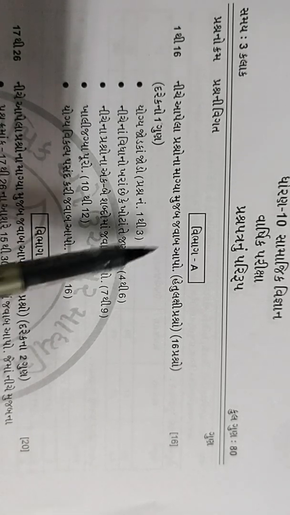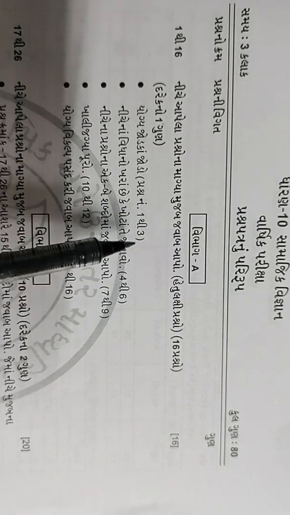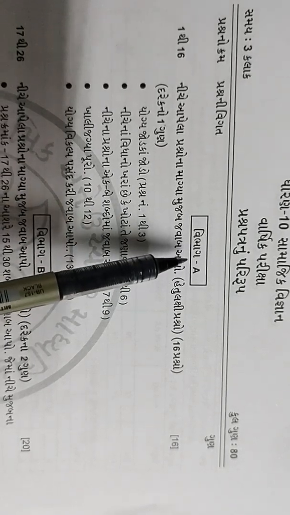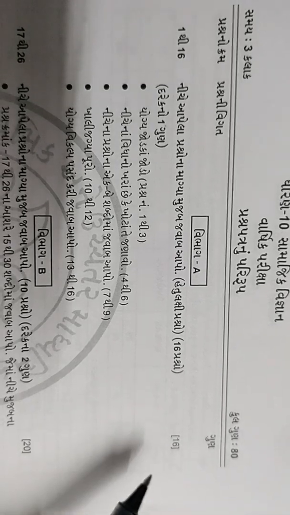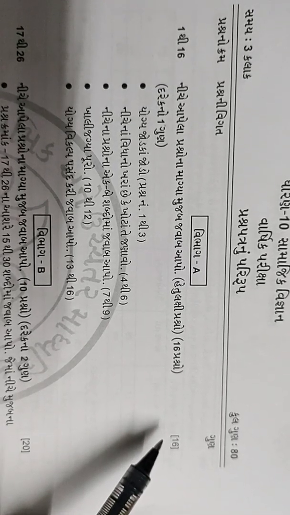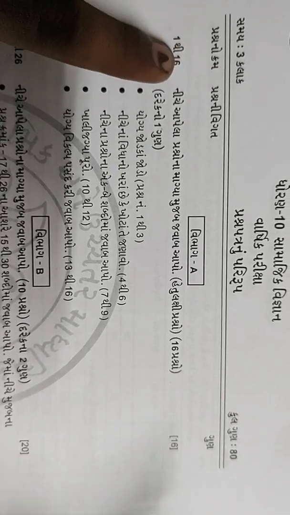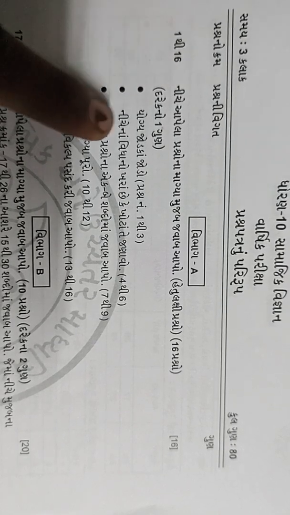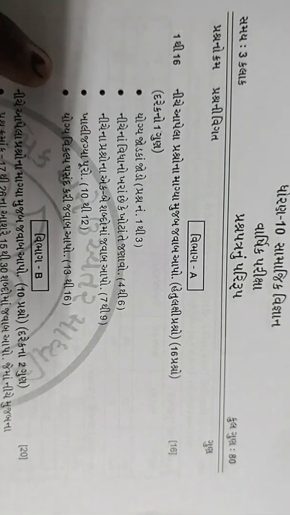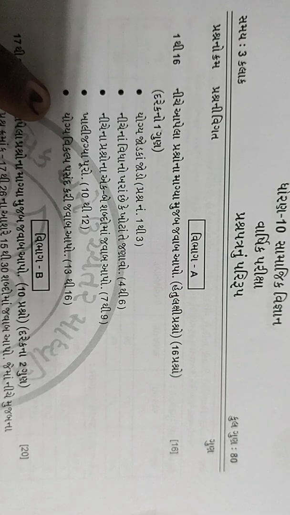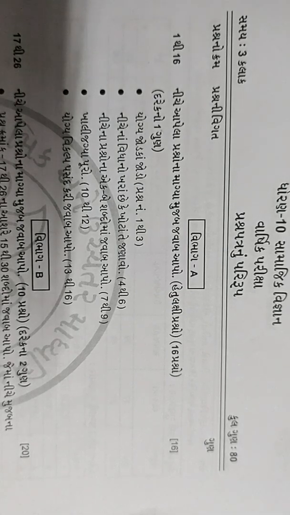Section A, I'll translate into English. Section A is of 16 marks, that is question number 1 to question number 16. That is match the following, true false, one or two word answer, fill in the blanks and MCQs.